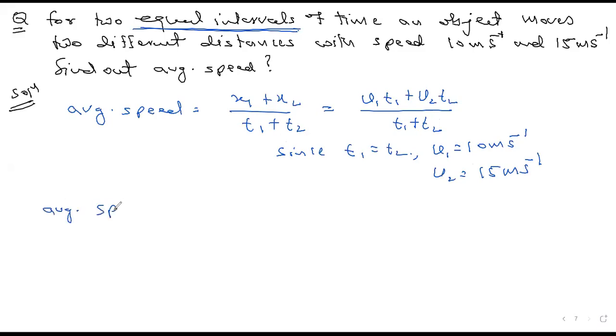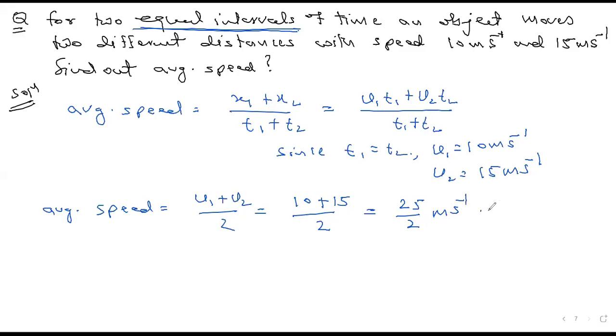So average speed is v1 plus v2 upon 2, t is cancelled. 10 plus 15 upon 2. This is 25 upon 2 meter per second. Otherwise, you may say this is 12.5 meter per second. Am I clear? Yes, sir. Anyone having a doubt? Okay, next question.